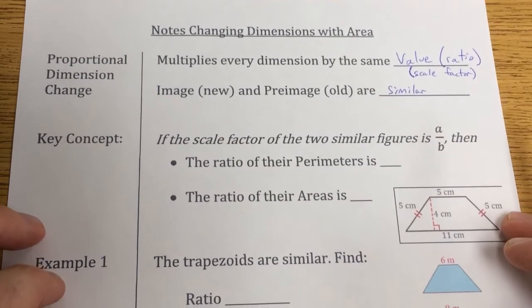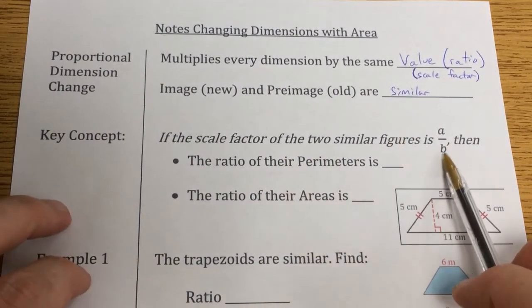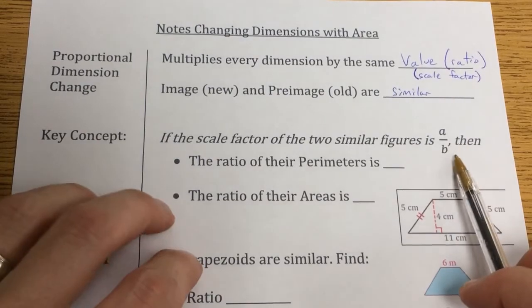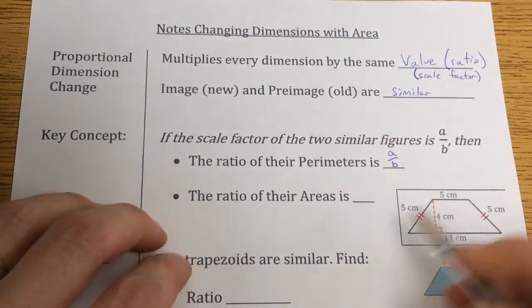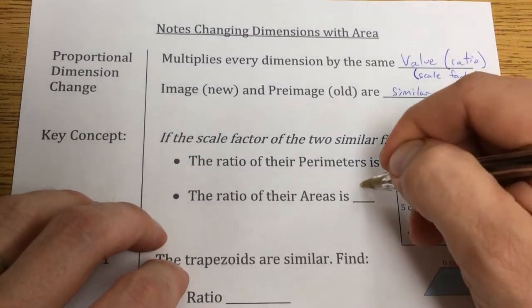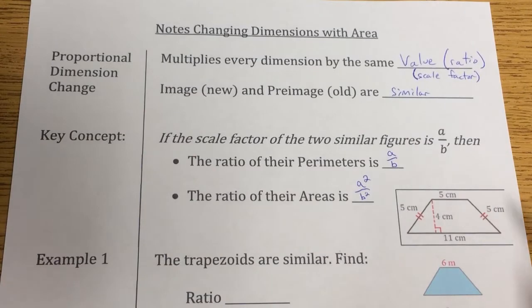Here is the key concept. You must get this part. If the scale factor of two similar figures is a over b, then the ratio of their perimeters is also a over b, and the ratio of their areas is a squared over b squared. Okay? My plan is to get some examples in class and do this together.